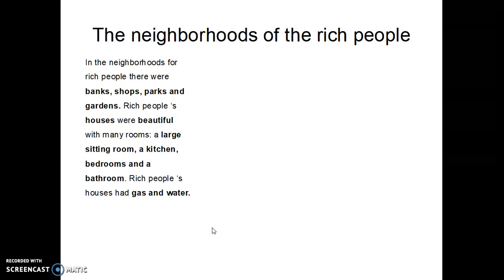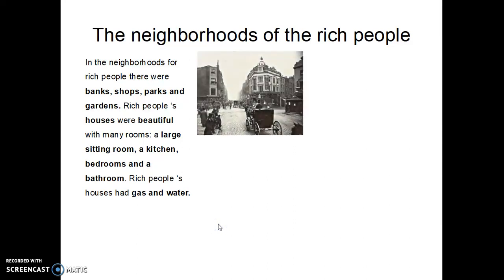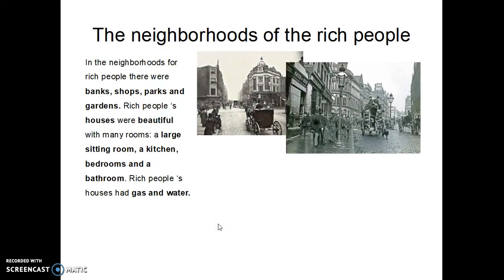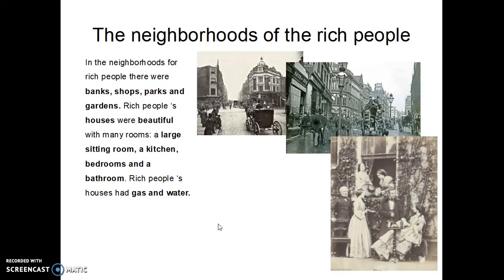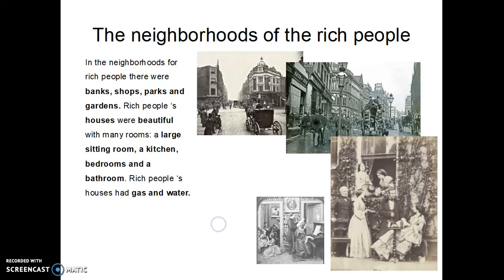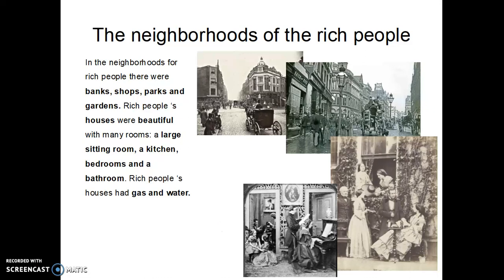In the neighborhoods for rich people, there were banks, shops, parks, and gardens. Rich people's houses were beautiful, with many rooms, a large sitting room, a kitchen, bedrooms, and bathroom. Rich people's houses had water and gas. That was used also for illumination. There was no electric illumination, which spread only at the end of the 19th century.